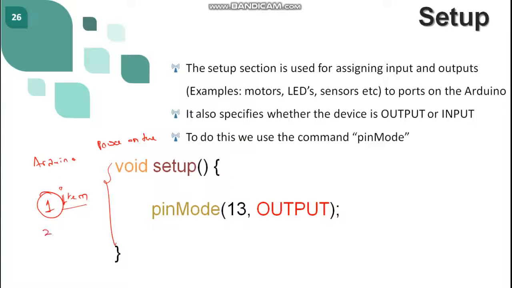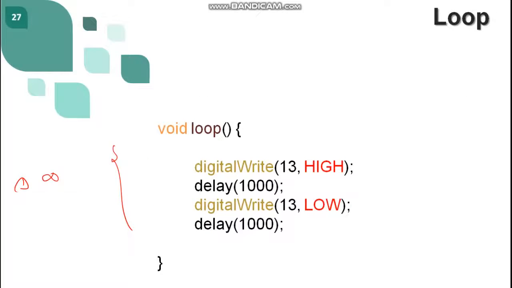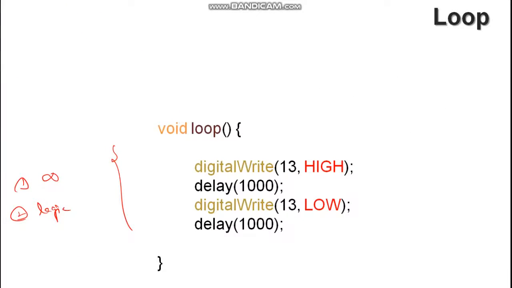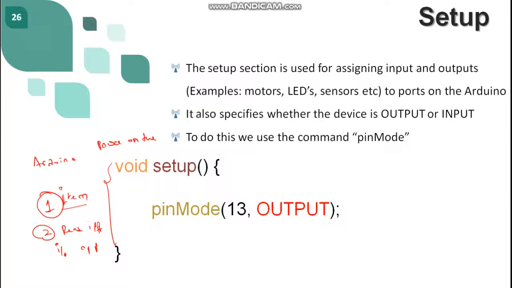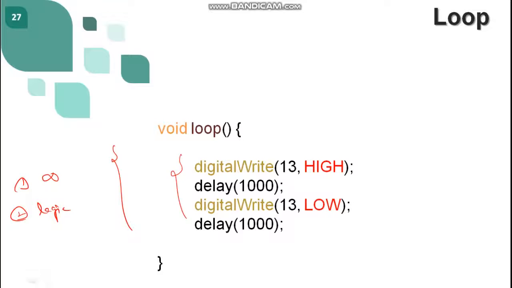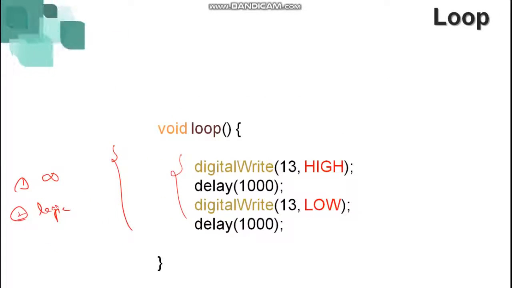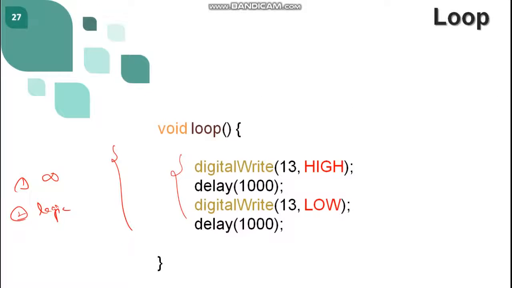The second thing is that void setup is going to read the information, like which pin is acting as input or which pin is acting as output. Here in void loop we write the actual logic. So this is going to execute only one time, this is going to execute infinite times, this reads which pin is input or output, and here we write the actual logic. This is the main difference between void setup and void loop.